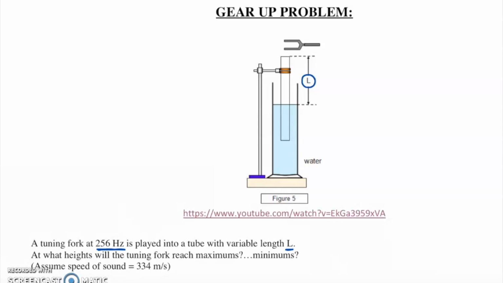You can assume that the speed of sound for this problem is 334 meters per second. So again, you're looking for the maximum volumes and the minimum volumes. Pause the video here, give this a try, and come back to check your answer.